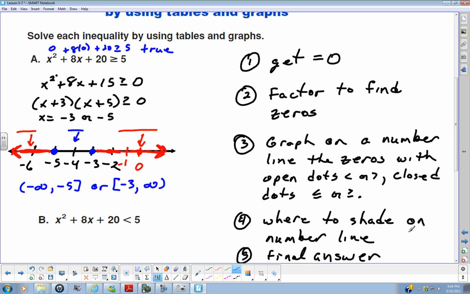So then when I write it as a compound inequality, though, we have to write it this way. So we have, as a compound inequality, that x is less than or equal to -5, or x is greater than or equal to -3. So we have all three of these answers, and all three of them represent the same thing.